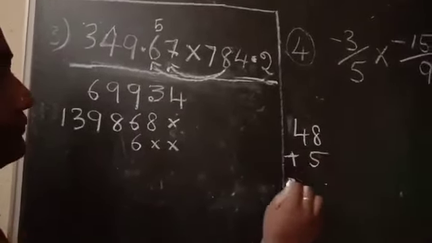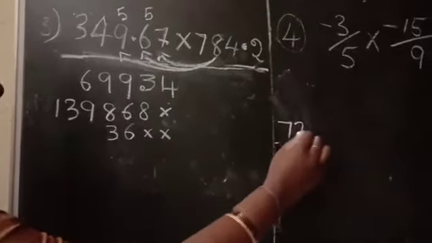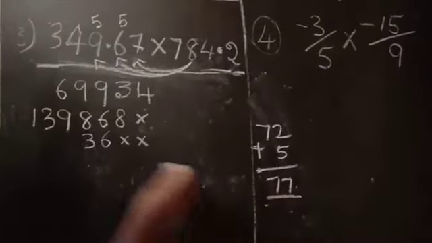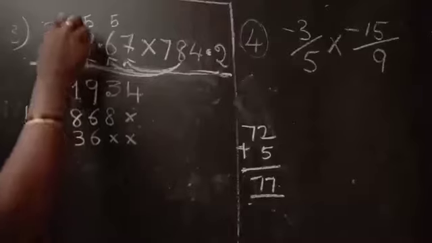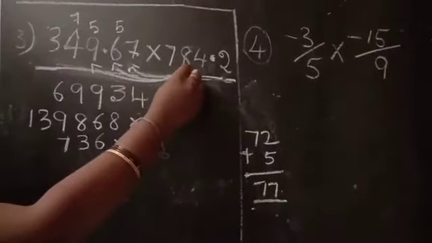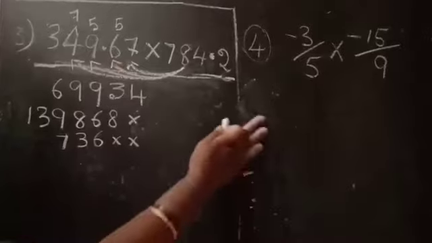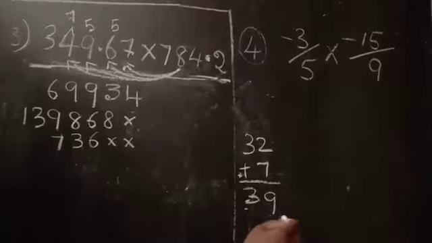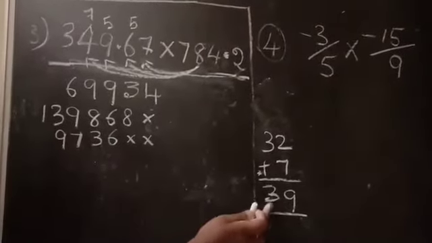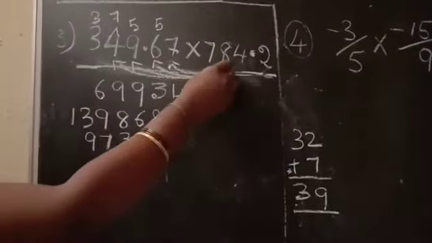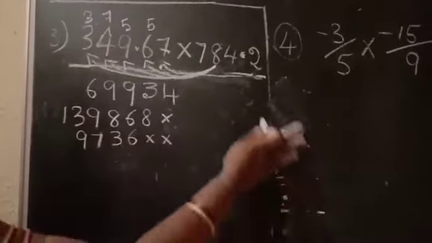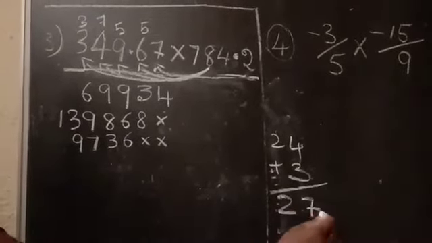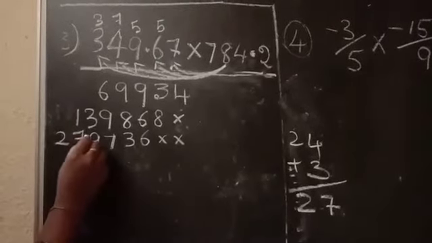Next 8 9s are 72. 72 plus 5, 77. 7 should be written here. This 7 should be carried out here. Next 8 4s are 32. 32 plus 7 will get 39. 9 should be written in this place. 3 should be carried out here. Next 8 3s are 24. 24 plus 3 is 27. 27 we have to write it as it is.